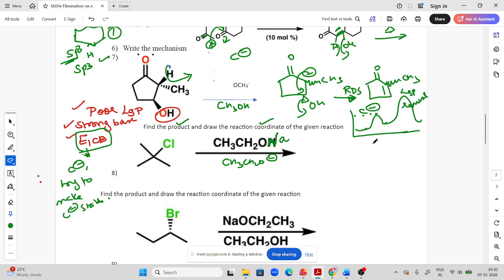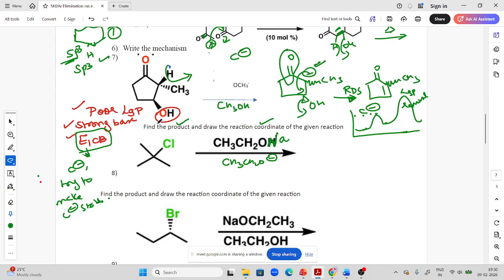Yes. Go for the next question. Same type of question. Find the product, draw the reaction coordinate. And also remember here the carbanion is stable because I am having a carbonyl here. If you have two possibilities, I can remove an H from this side as well as that side, so check from where you would remove it.